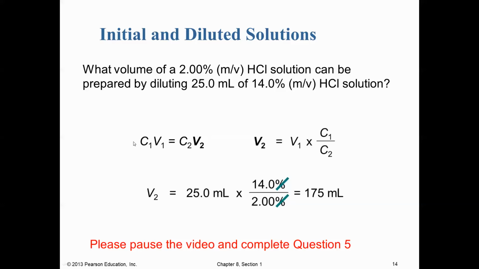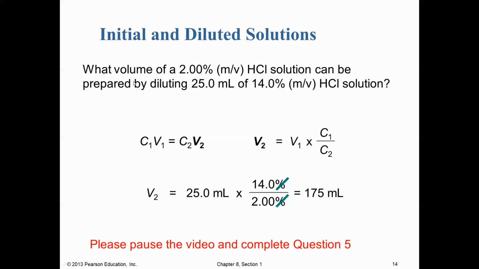And so just some clarifications here about units. We can use any units of concentration we want so long as C1 and C2 have the same units. We can use any units of volume that we want so long as the volume's in the same units. So they can both be milliliters, they can both be liters or gallons or whatever so long as they're the same units.